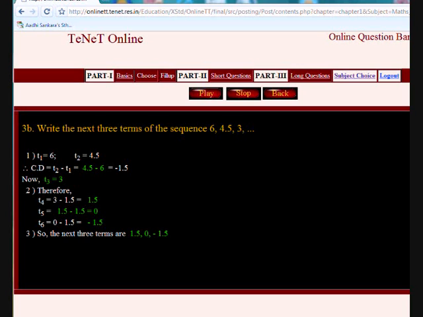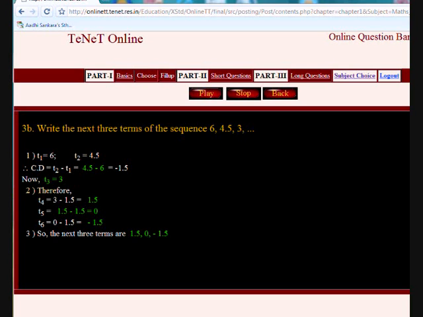Question. Write the next 3 terms of the following sequences: 6, 4.5, 3, and so on. Answer. The given sequence is in arithmetic progression, so there should be common difference between the terms. Now we have to find that common difference. Here T1 equal to 6, T2 equal to 4.5. Therefore the common difference equal to T2 minus T1 equal to 4.5 minus 6 equal to minus 1.5. That is the common difference equal to minus 1.5.